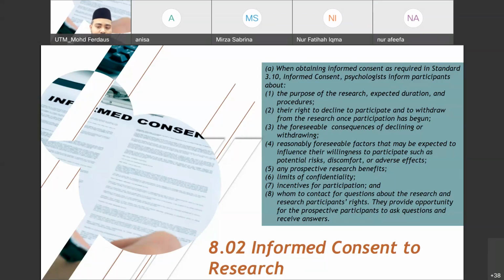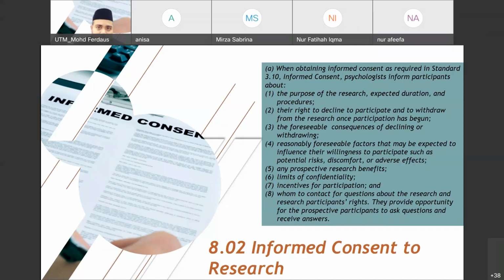Next, any prospective research benefit. If you are doing research and providing some token of appreciation, some gift or compensation, for example, if you answer completely you are entitled to get a Grab voucher, a McDonald's voucher or a Shopee voucher, you need to inform it in the informed consent form or in the introduction on the front page of your questionnaire.